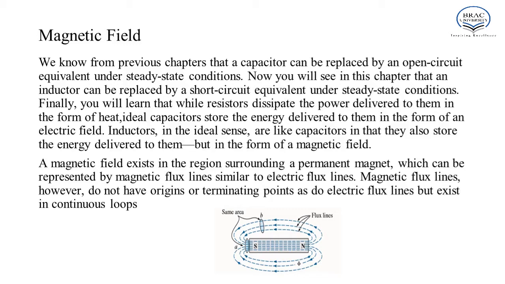Now, before we study inductors, it is very important for us to understand the basics of magnetic field and magnetic flux lines of a permanent magnet. A magnetic field basically exists in the region surrounding a permanent magnet, which can be represented by flux lines. Similar to electric flux lines, magnetic flux lines, however, do not have origins or terminating points. They just exist in loops.